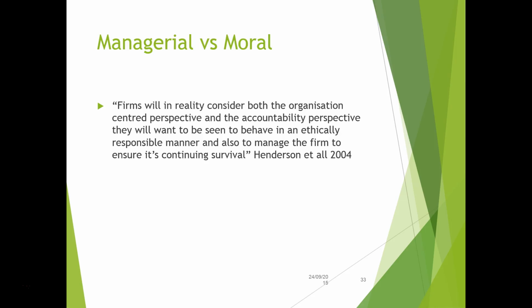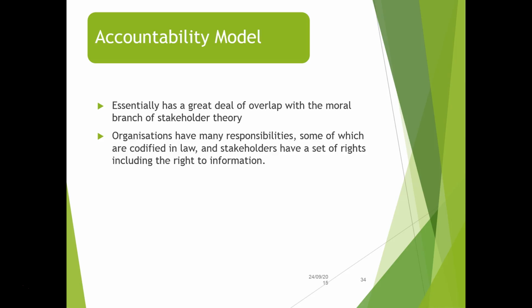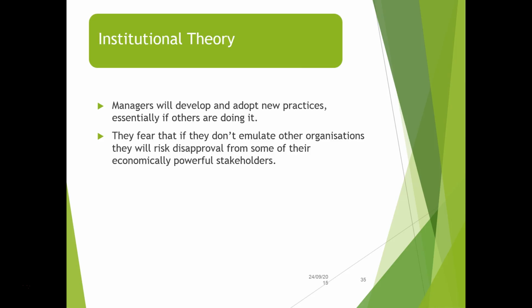So what plays out in reality? Firms consider both the organisational centred perspective and the accountability perspective. They will want to be seen to behave in an ethically responsible manner and also to manage the firm to ensure its continuing survival. The accountability model essentially has a great deal of overlap with the moral branch of stakeholder theory. Organisations have many responsibilities, some of which are codified in law, and stakeholders have a set of rights, including the right to information.